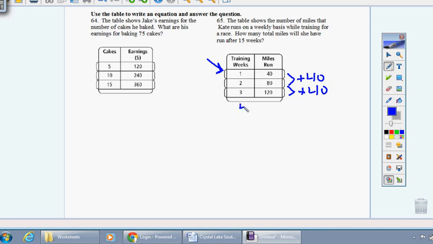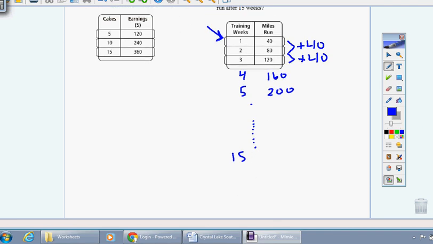Well, you could keep going down, and here 4 weeks, add 40 to this and make that 160. 5 weeks, add 40, 200, and so on and so forth. Add 40 every time, all the way down until you get to 15. You could do that. That's a little time consuming though, so let's see if there's a different way we could do this.